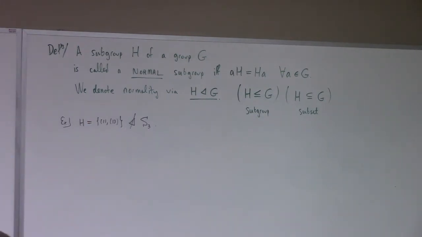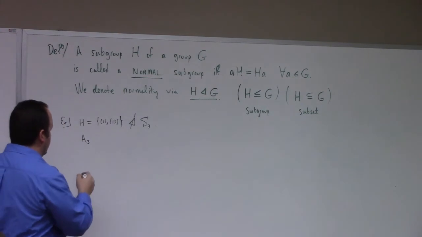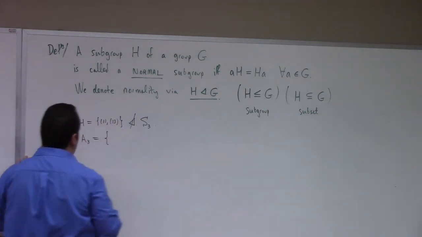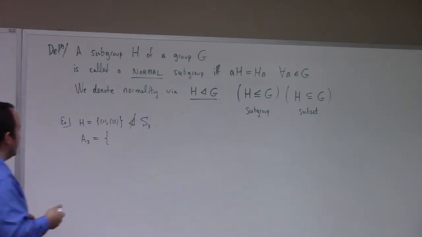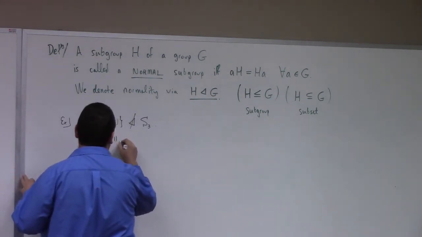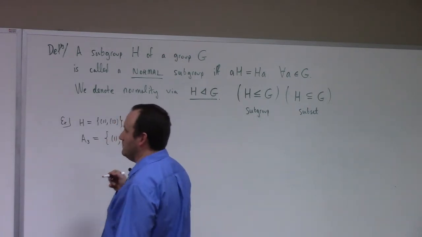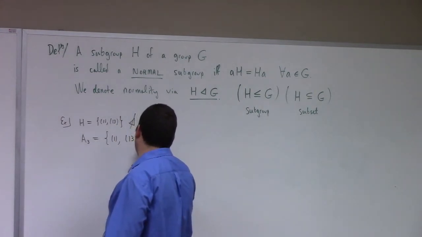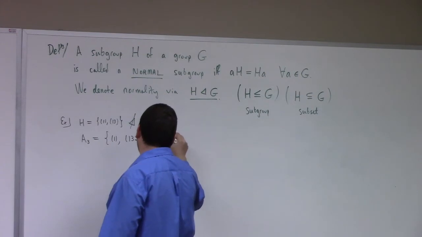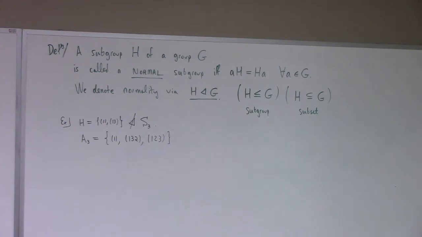I don't want to calculate this for you, but it turns out that A3, the alternating group, is normal. What's the alternating group of order 3? Well, it's not order 3, but with 3 things. It's got the identity, right? And 1, 3, 2, and 1, 2, 3. That's it. It's half the size of the group, right? That always happens. A_n is half as big as S_n.